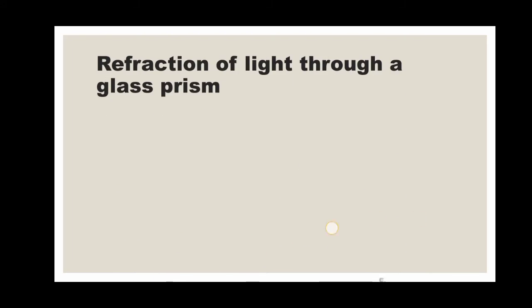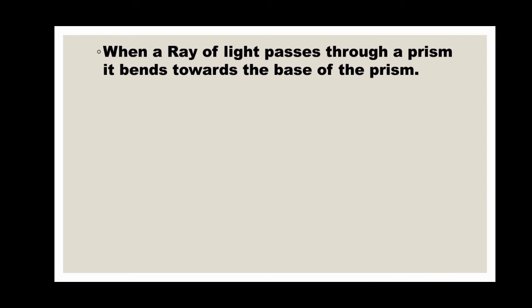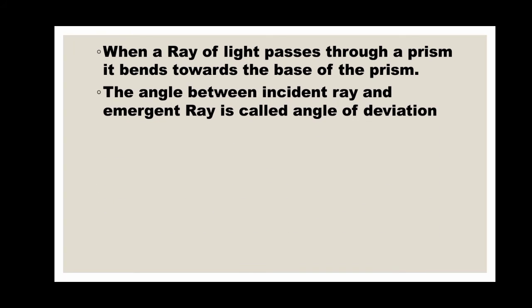Refraction through a glass prism. When a ray of light passes through a glass prism, refraction of light occurs both when it enters the prism as well as when it leaves the prism. Since the refracting surfaces of the prism are not parallel, therefore the emergent ray and incident ray are not parallel to one another. When a ray of light passes through a prism, it bends towards the base of the prism. The angle between incident ray and emergent ray is called angle of deviation.